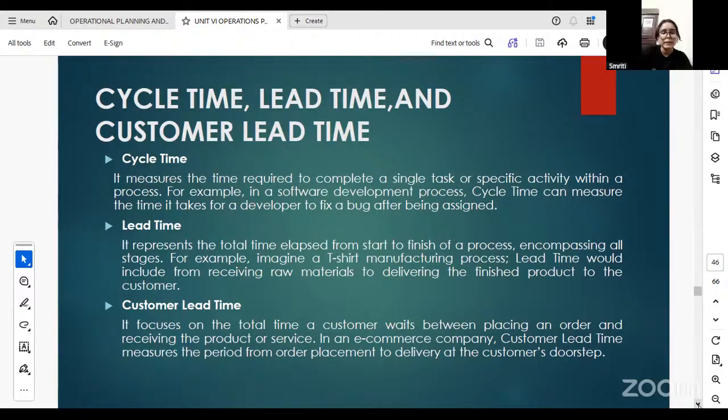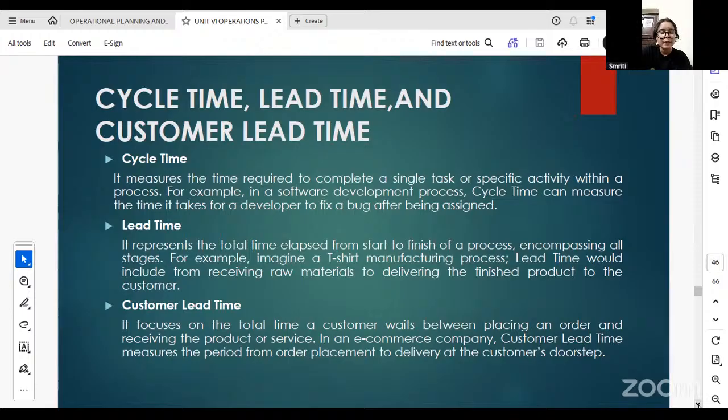Cycle time. It measures the time required to complete a single task or specific activity within a process. For example, in a software development process, cycle time can measure the time it takes for a developer to fix a bug after being assigned. Lead time. It represents the total time elapsed from start to finish of a process encompassing all stages. For example, imagine a t-shirt manufacturing process. Lead time would include from receiving raw materials to delivering the finished product to the customer.